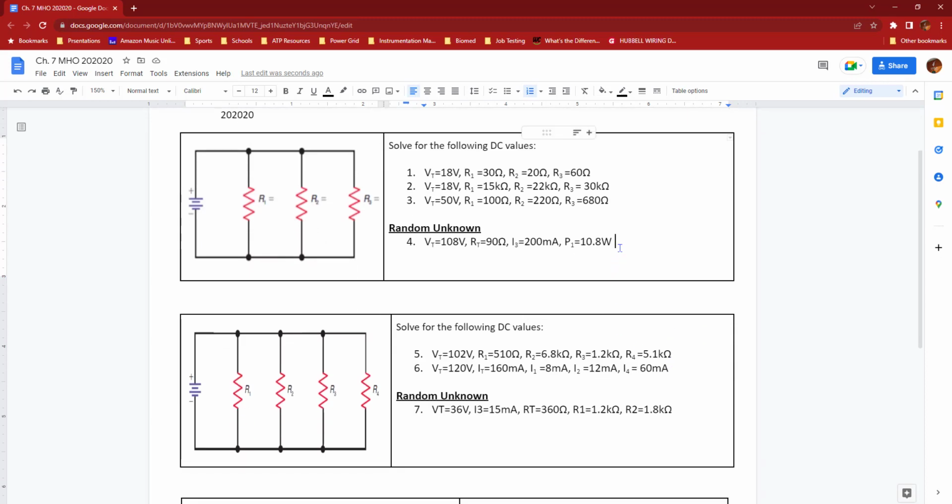Alright, so I got my values here, number 4. And I can see that I did not get all of my resistor values. I only got one resistor value and some other values. So this tells me that it's a random unknown when I look at it.